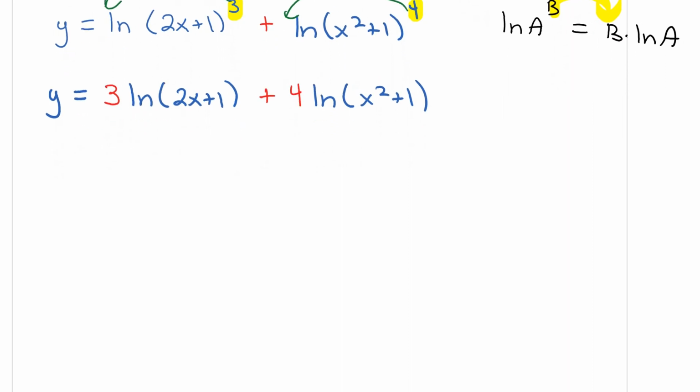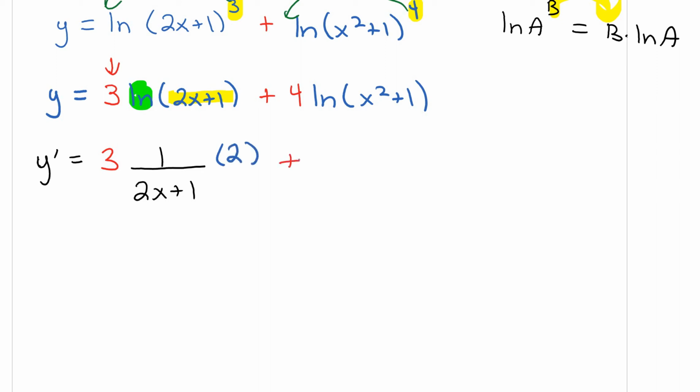Now let's go ahead and take the derivative here. So this would be y prime equals 3. Now 3 is a constant, so the constant can remain. And then the derivative of ln is always 1 over the inside function, and the inside function is 2x plus 1. And then the chain rule states that I need to take the derivative of the inside guy, and the derivative of 2x plus 1 is just 2.